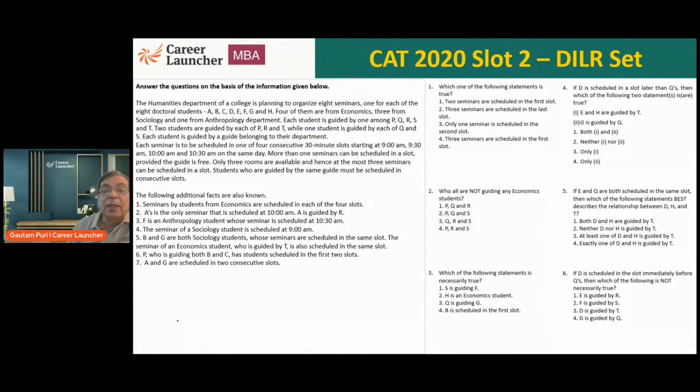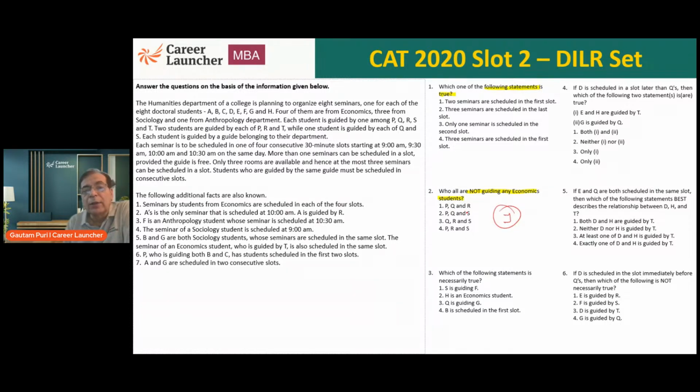Our approach is we will now identify. We have deciphered the data. We will come to these statements later. But let us now identify the information in the question. Let's look at what the questions are telling me. Question 1. Which one of the following statements is true? Okay. Which we can obviously not do anything about at this point of time. Question 2. Who all are not guiding any economic students? This question could be a Jugaad question for me.